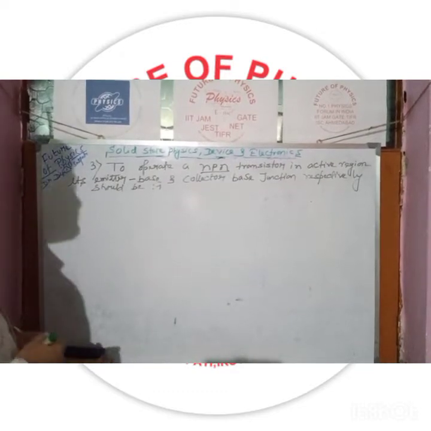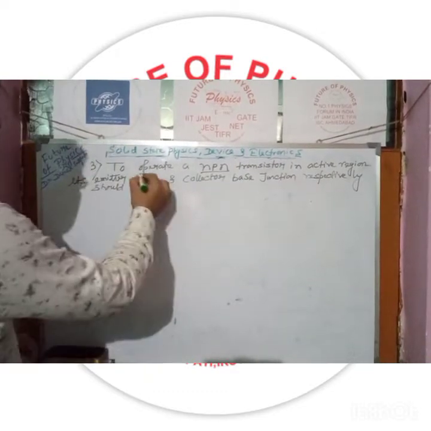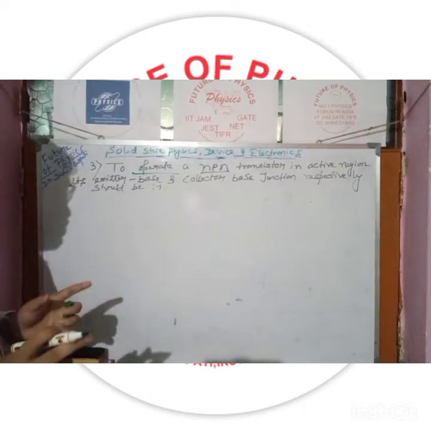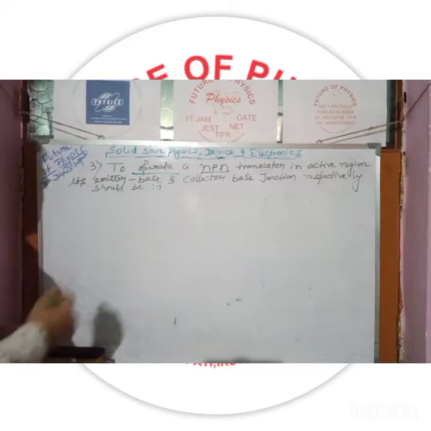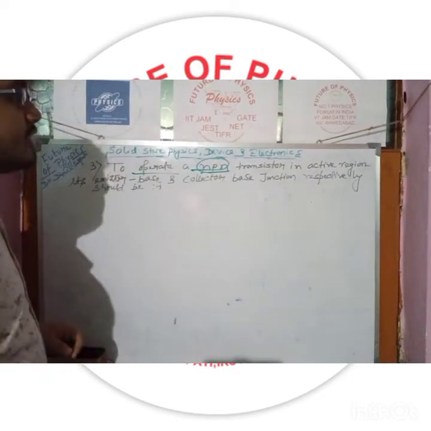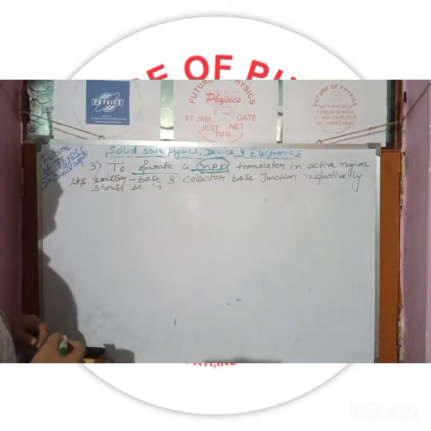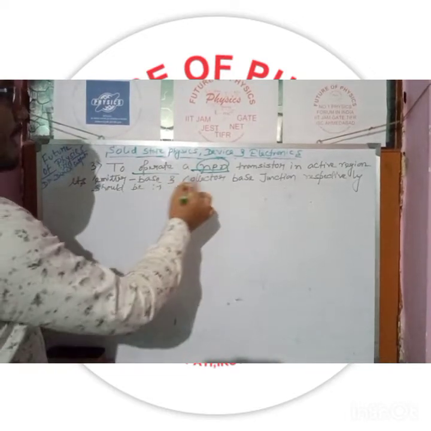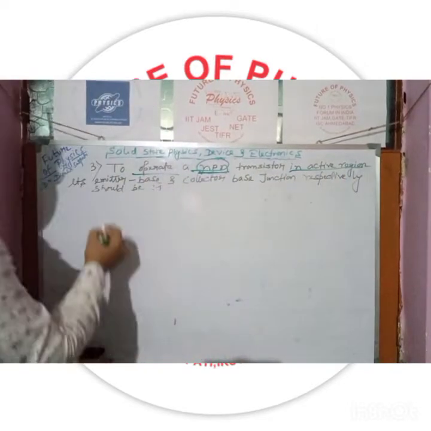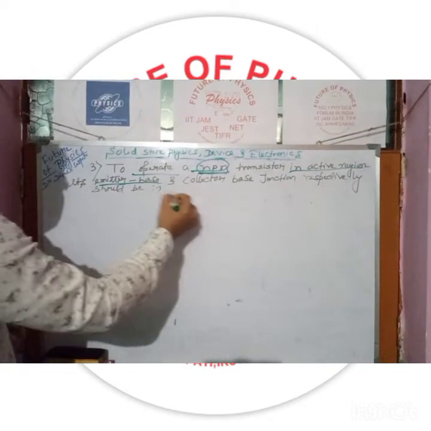Third question I will solve. It is a question only for TIFR and GATE. To operate an NPN transistor in active region, its emitter base and collector base junctions respectively should be?